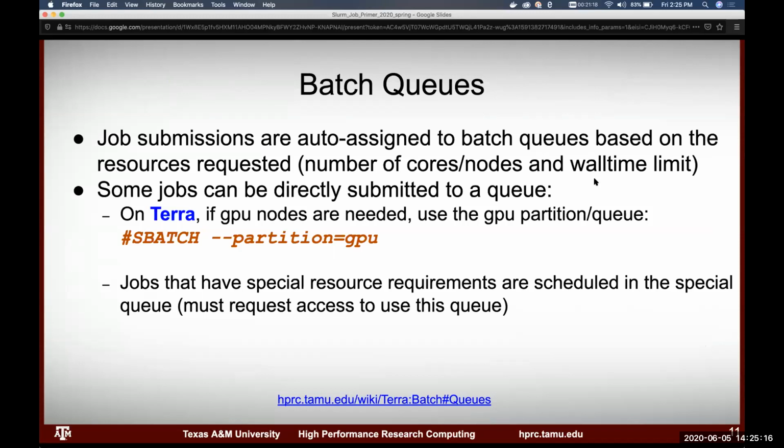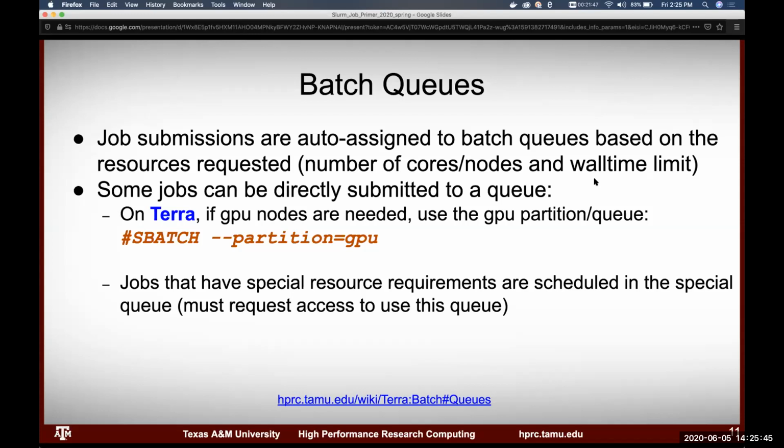On Terra, if the GPU nodes are needed, for example, you'd use the GPU partition, the directive for that is --partition. SLURM calls them partitions. In our heads, we kind of think of them as queues because that's what they are. They're queues or lines for your job that they wait in before they start. So specifically in SLURM, selecting different partitions, you'd use the --partition. In this case, you say --partition=gpu.